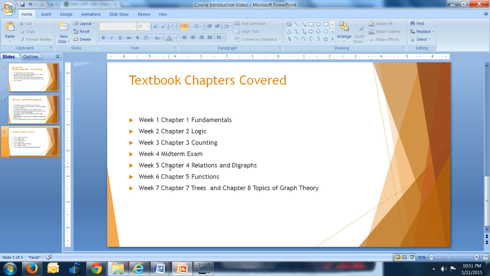Trees also are related to relations, but they are a special kind of relations, and we will try to cover also some other variety of topics such as the topics of graph theory.